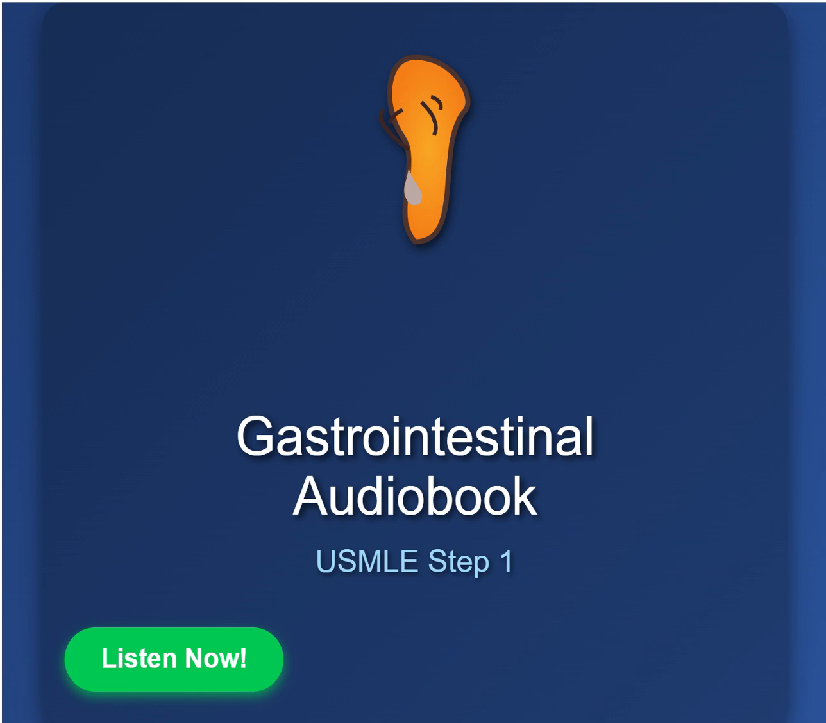Let's keep going with chronic intestinal disorders. Chronic mesenteric ischemia is often called intestinal angina, and it results from atherosclerosis affecting arteries such as the celiac, superior mesenteric, or inferior mesenteric arteries. This leads to intestinal hypoperfusion, particularly after meals, resulting in postprandial epigastric pain.